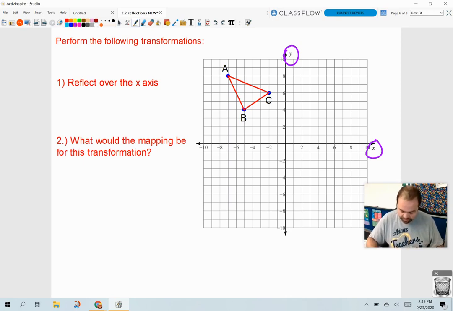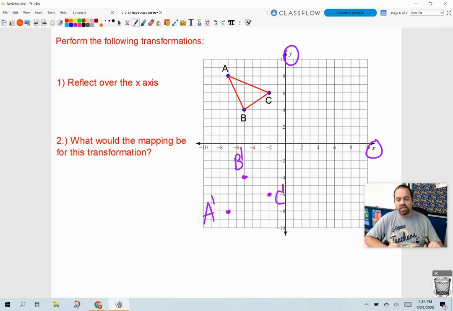So 1 point at a time. My A is 8 units above the x-axis, so my A prime needs to be 8 units below the x-axis. B is 4 units above, so the copy needs to be 4 units below. C is 6 units above, so the copy needs to be 6 units below. Now, notice they're lined up vertically. So my A prime lines up with the A originally above the axis. C lines up with C prime, and B lines up with B prime.